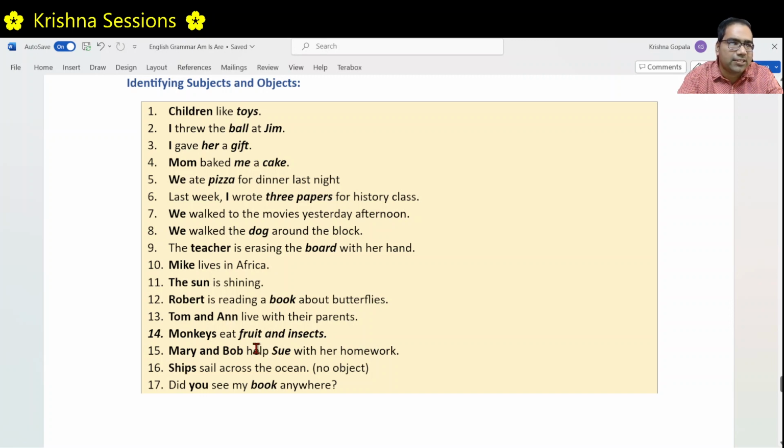Mary and Bob help Sue with her homework. Sue is taking the action of the verb help. Right, that's it. Sue is the object. Mary and Bob help whom? Help who? Help Sue. Right, that's it. Sue is the object.